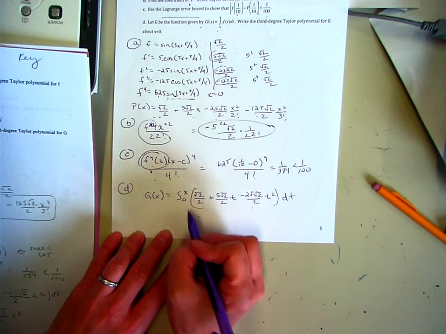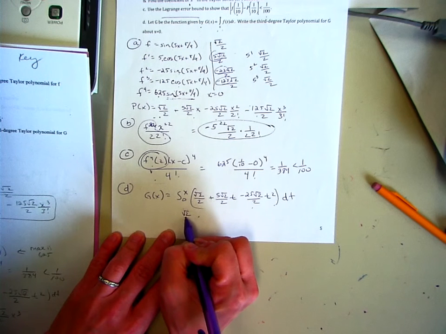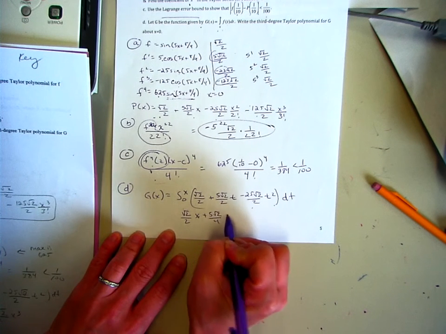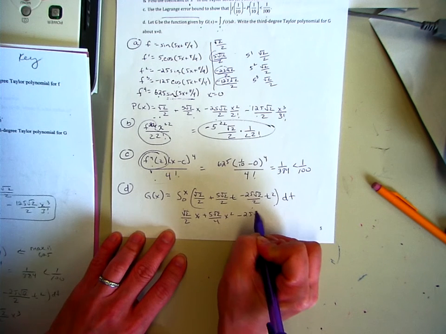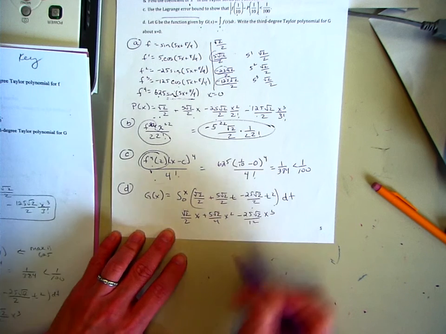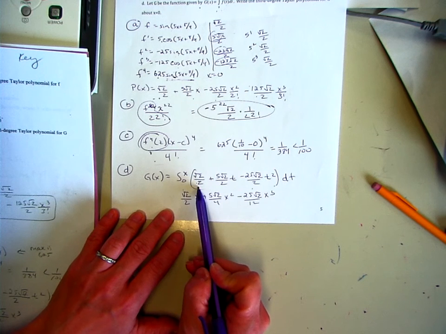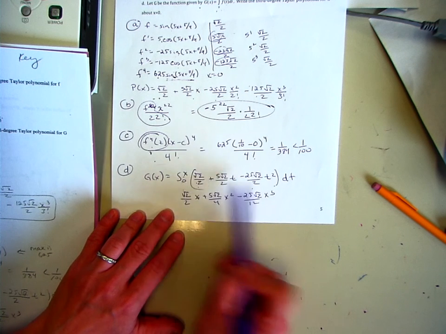So when I integrate it, I kind of did 2 steps in one. When you integrate this, you will get root 2 over 2t, and then plug in the x, and all the 0 terms will drop out.